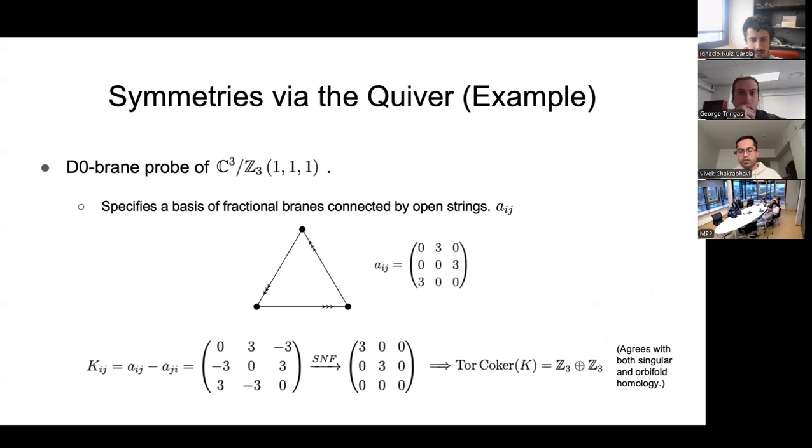I'm doing one more computation here, which is called a Smith normal form. This is just a mathematical tool. It's not really doing anything, except it is showing that, in fact, we're getting back these two torsional Z3 factors that we saw via both singular and orbifold homology. So in the supersymmetric example, everything seems to agree, both geometric approaches and the quiver.